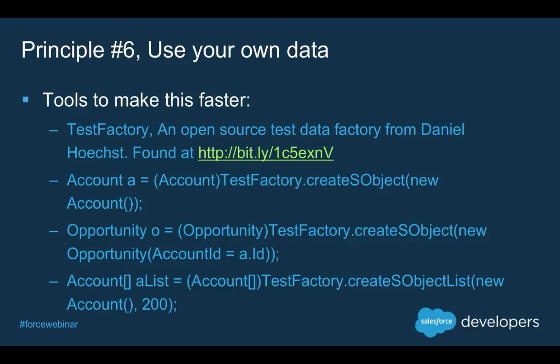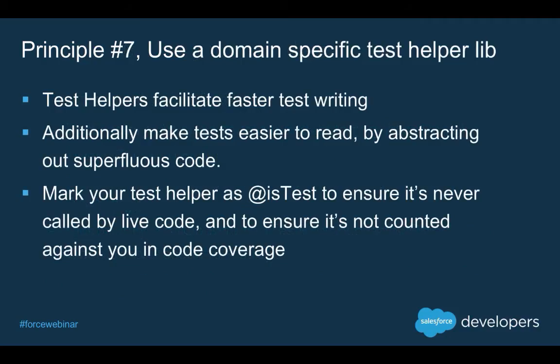And along those lines, to help make using your own data easier, the other thing we can do is use a domain-specific test helper library. Earlier in the code examples, you saw something along the lines of test helper library, and those were static methods. The idea behind number 7 is that you want to create a library full of static test methods. You want to mark it as @isTest so that you're sure that the code within it is never called by live running code in production. That also helps ensure that it won't be counted against you in your code coverage.